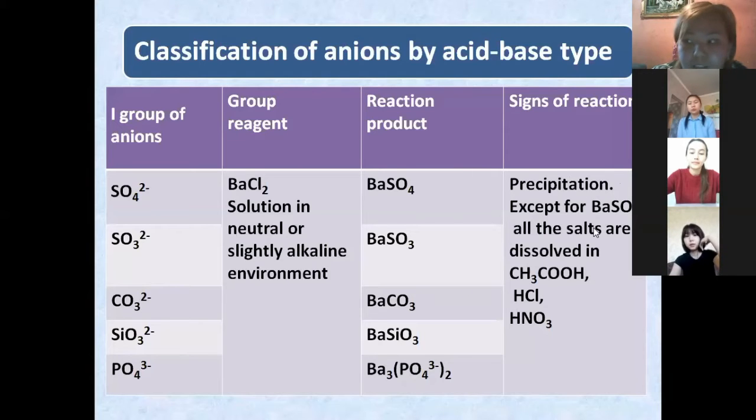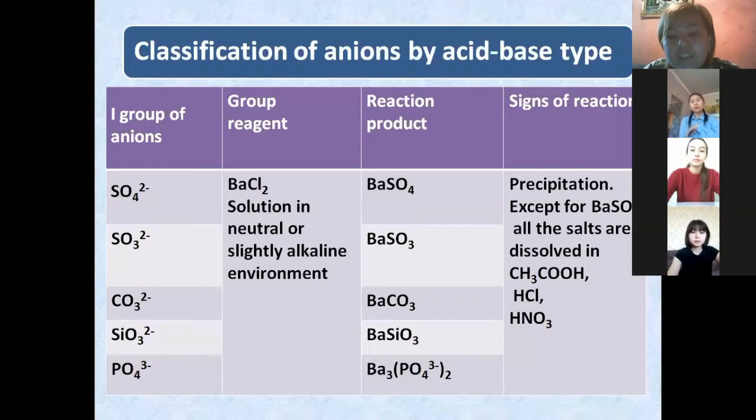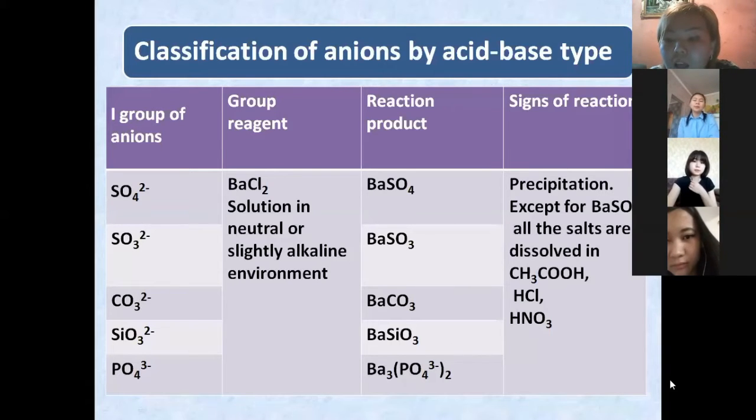The barium chloride solution, in a neutral or slightly alkaline environment, accordingly provides barium cations. In reaction with the salts of these anions, it gives a precipitate. In all cases, the precipitate color is white. Only with phosphates does it give a yellow precipitate. You understand? Yes, I understand.